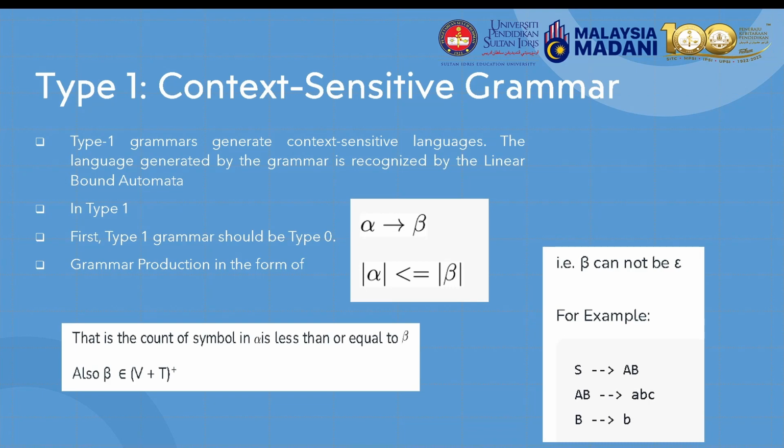For example, type 1 is A implies B, which means that it requires the right side of the production rule to have no fewer symbols. For example, on the left hand side AB, and then we have AB implies ABC. This right hand side has more symbols than the left side. A less than B, which means that the production rule does not have fewer symbols.